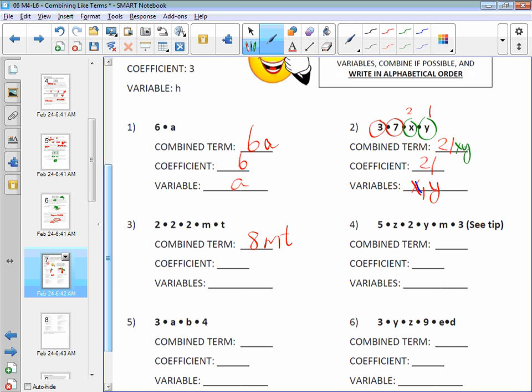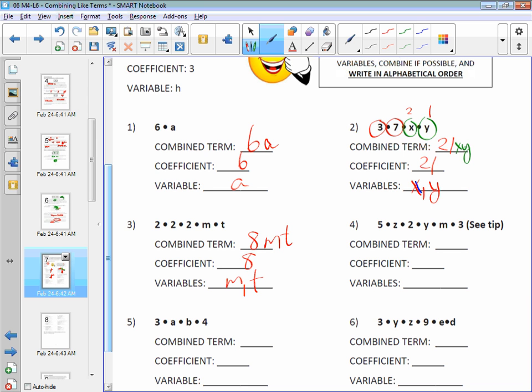Only for multiplication. When we get to day 2, when we talk about combining like terms with addition and subtraction, we're not going to necessarily worry about alphabetical order. But if you can do it with multiplication, that's great. What the heck? Let's do one more. Coefficient is? Variables are? Alright, number 4. And see if you can remember the alphabetical order tip as well.